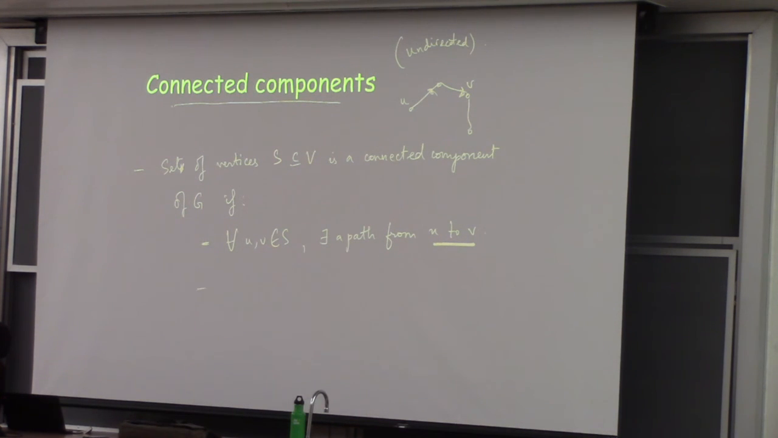And for all U in S and V outside S, there is no path. So this is just what we defined. It's the natural meaning. I'm just writing it down for me, because these kinds of definitions become non-trivial for directed graphs. So this is how we define connected components.